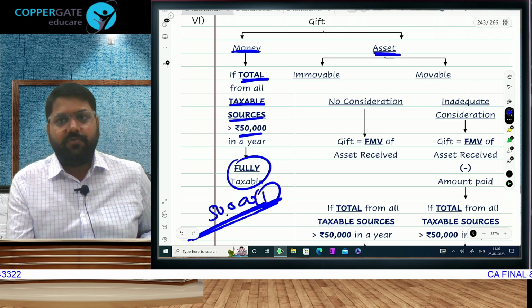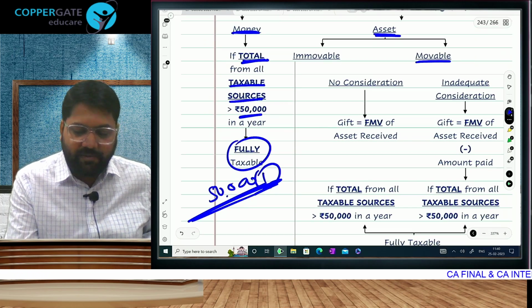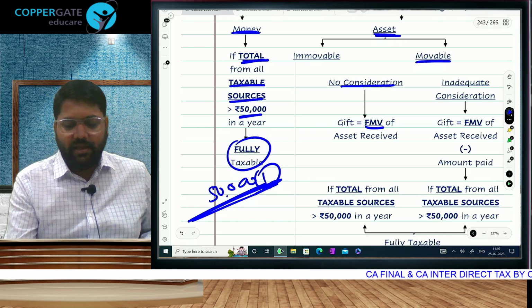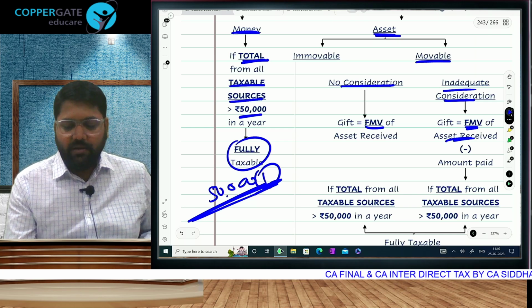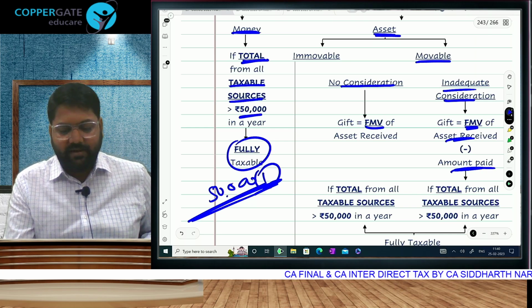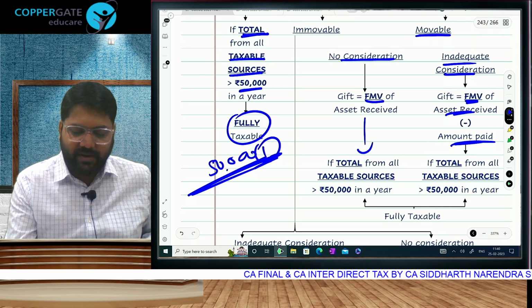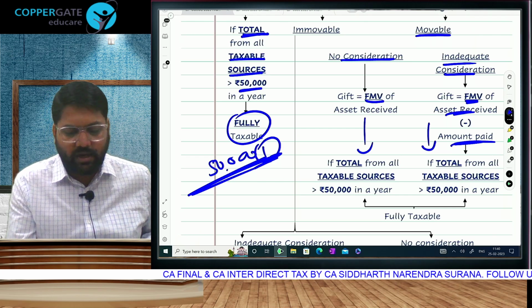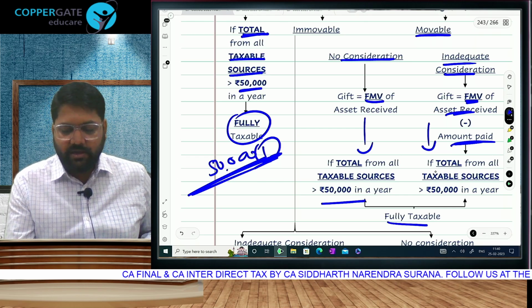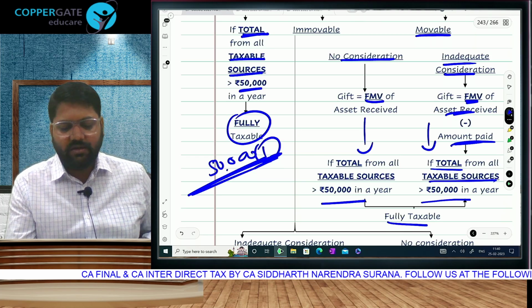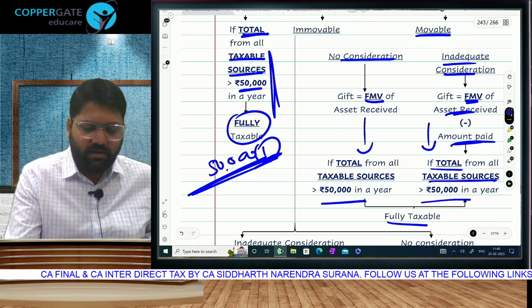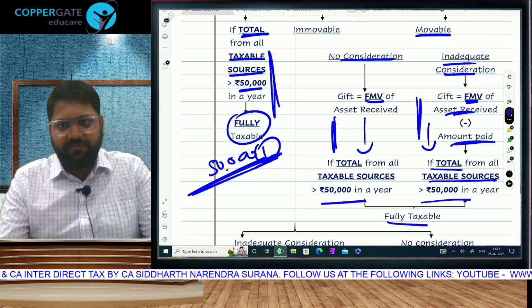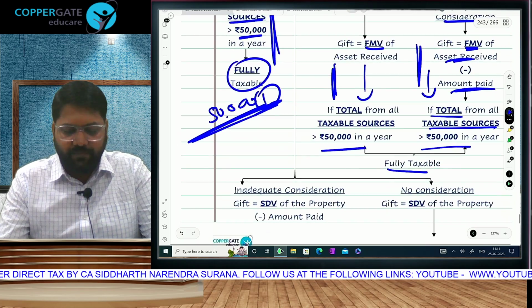Alternatively, you can receive a gift of an asset also. If the asset is movable property and received without any consideration, then FMV is your full gift. And if it is inadequate consideration, then FMV minus the amount that you pay. In both cases we get a separate limit, same calculation, total from taxable sources. So remove the exempt sources, take the total. If it is more than 50,000, fully taxable. But the difference is that in all three places we get a separate 50,000 limit. That is more important. That is what you need to understand.